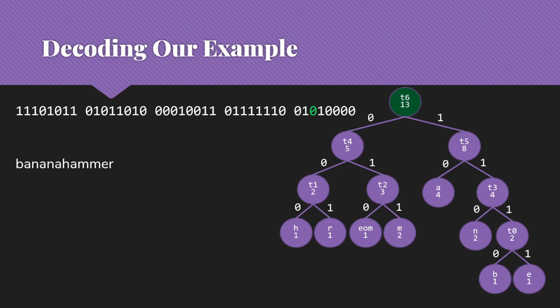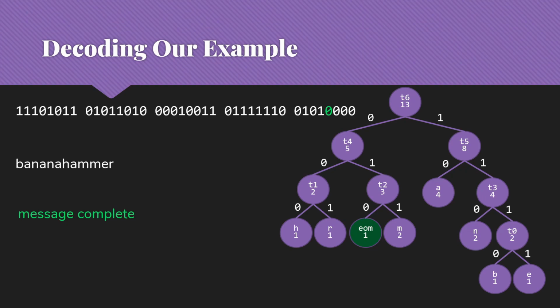Then we're back up at the root with the left. So we're back over to T4. Then we're headed right, giving us T2. And then we're going to head left, where we're going to find our end of message, and our message is complete.